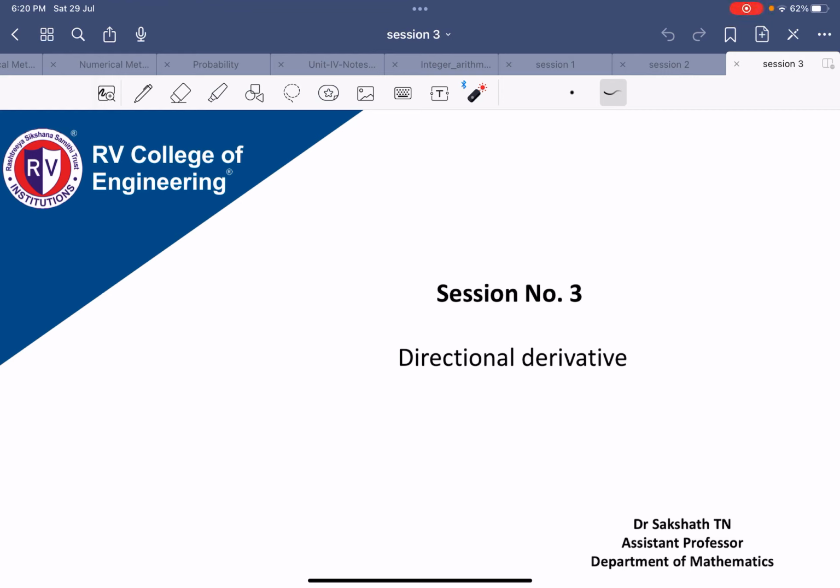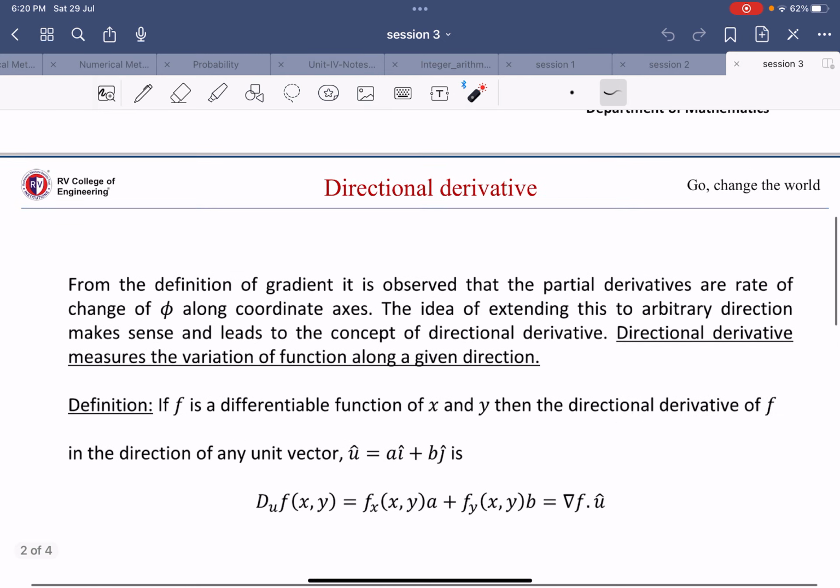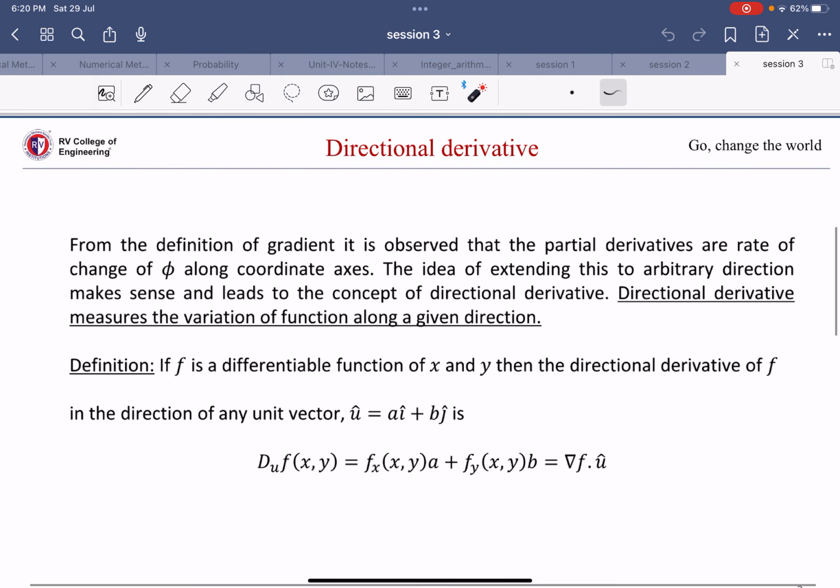Hello all. In this session we shall discuss directional derivative. What is a directional derivative? What is the physical meaning of directional derivative? As we have already learnt from the definition of gradient, it is observed that the partial derivative is a rate of change of phi along the coordinate axis.